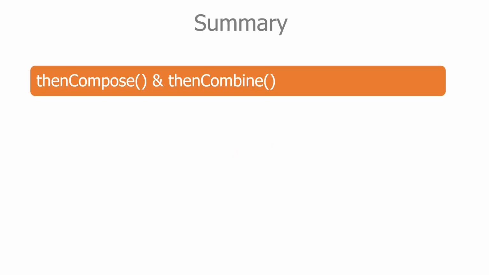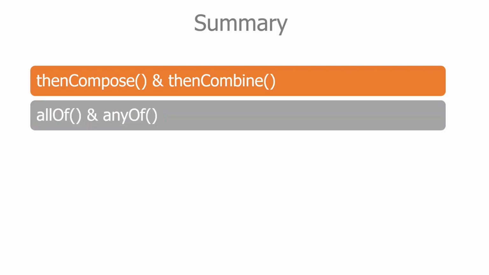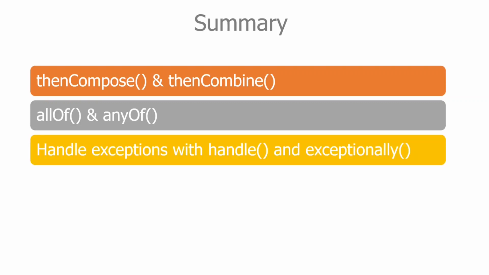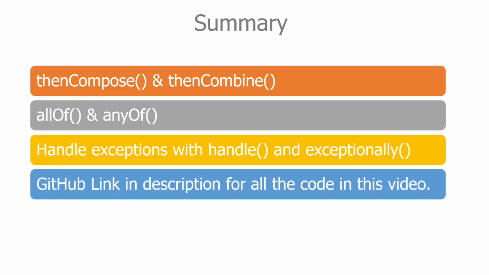Now to summarize, we first saw how to combine and compose two CompletableFutures. Then we also saw how if there are many futures, how to use allOf and anyOf static methods to work with them. After that, we saw how to handle exception using handle and exceptionally method. Now all this code is available at the GitHub and the link is there in the description, so you can go and check the code.